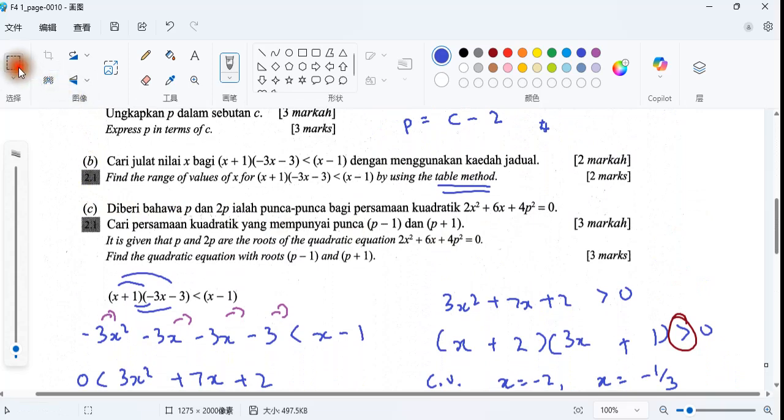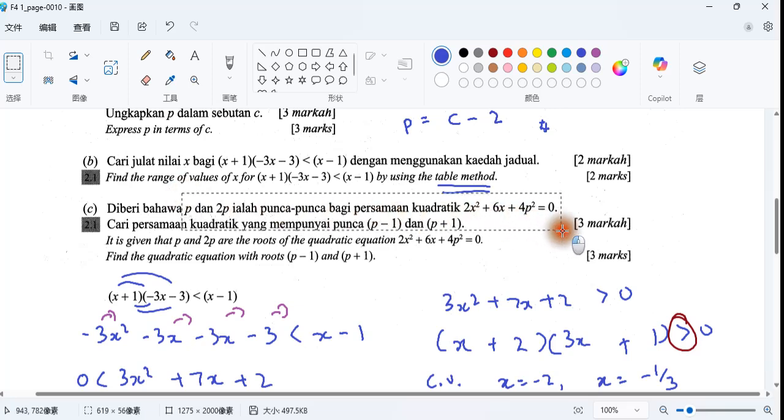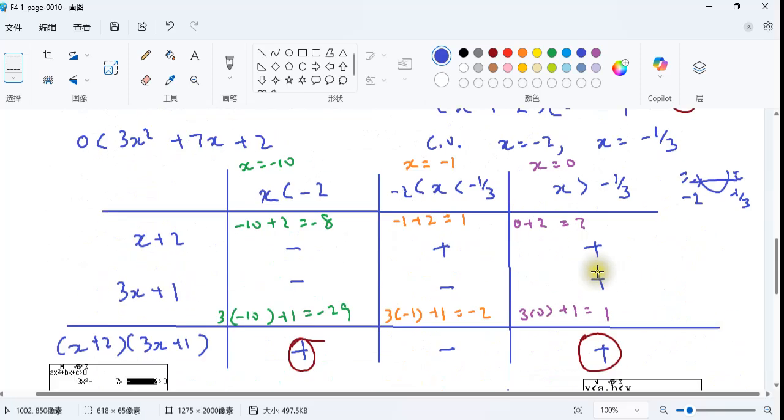C, given that p and 2p are the roots of this equation, find the quadratic equation with roots p minus 1 and p plus 1. Okay.